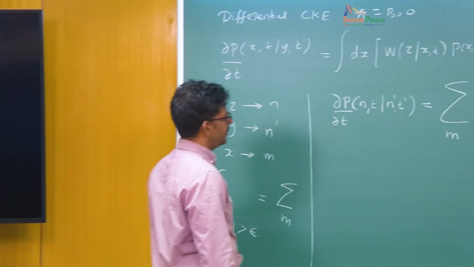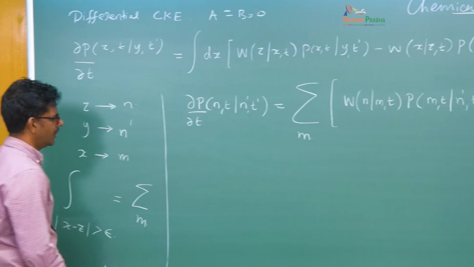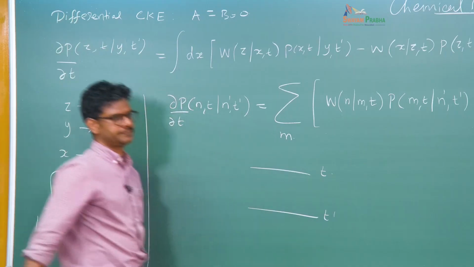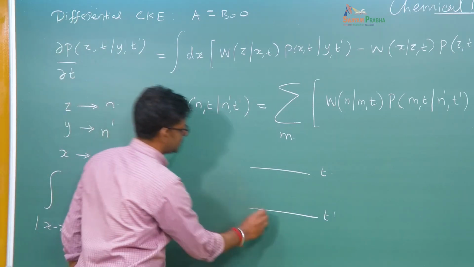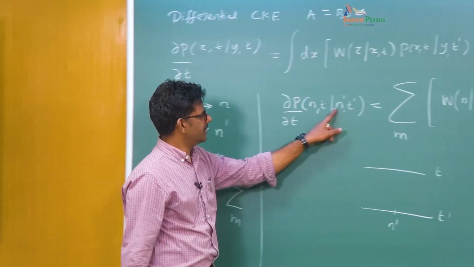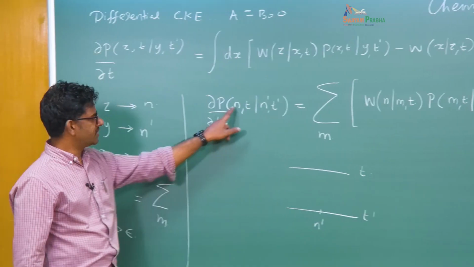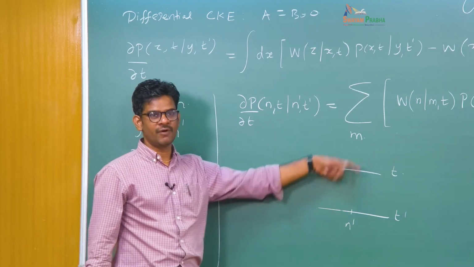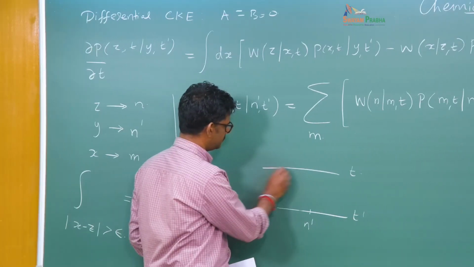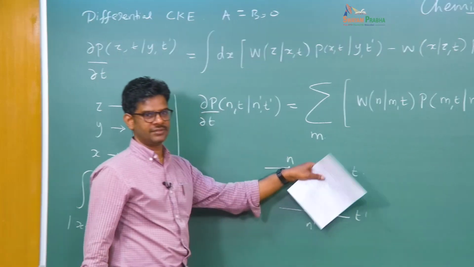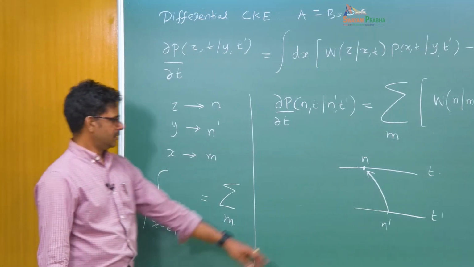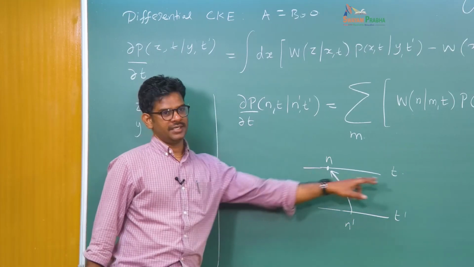So what this equation basically means is that if I look at time t prime and time t, let's say the state is at n prime at t prime. The state is conditioned at n prime at t prime. We are asking what is the probability that the state will be found at n at time t. Let's say n is somewhere here at time t. So we are looking at the probability that the state will jump from n prime at t prime to n at time t.